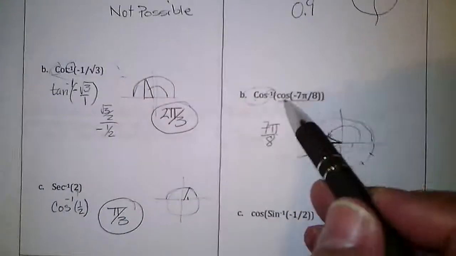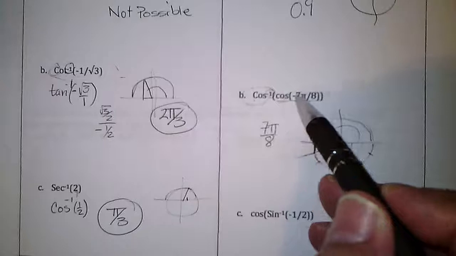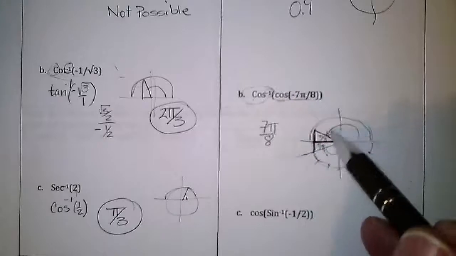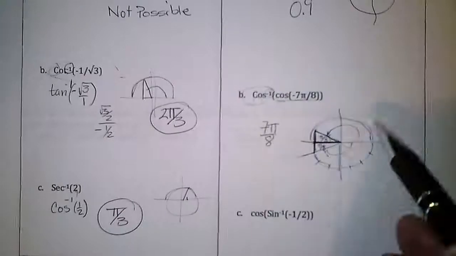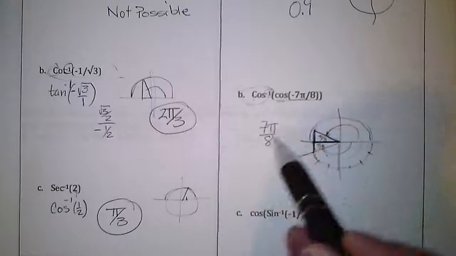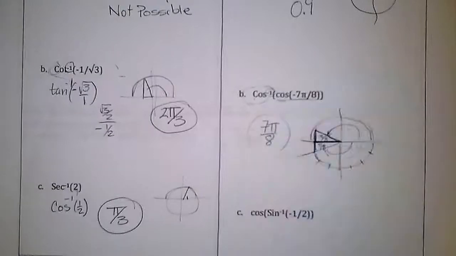Another way you could look at this particular one, the cosine doesn't care whether it's positive or negative, and you could have gone this way and then said, where's the cosine that value? And it would have been 7 pi over 8.